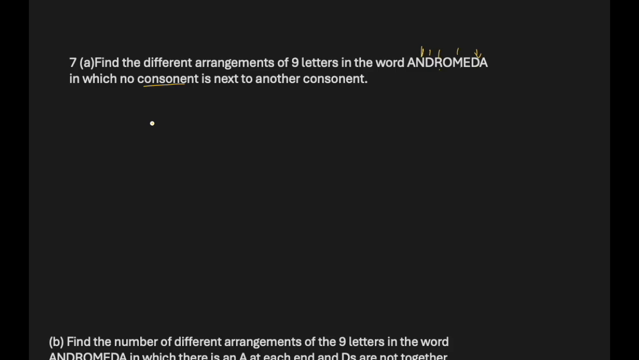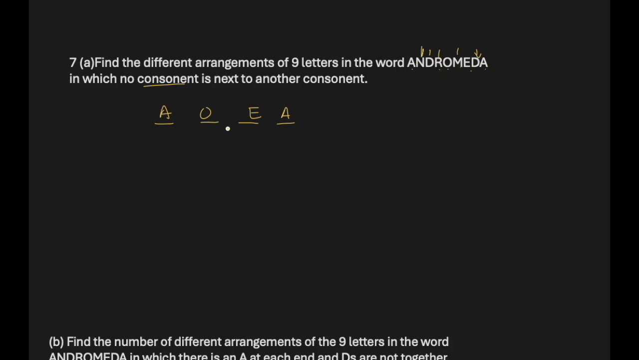That means we will just arrange the others. A, O, E, A. A, O, E, A. Right?